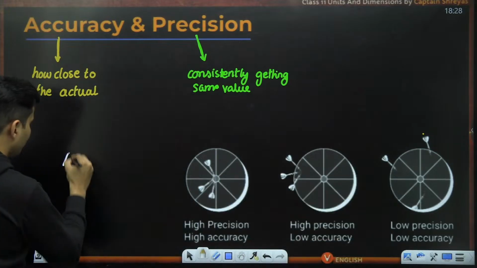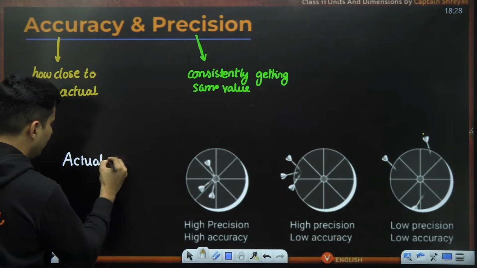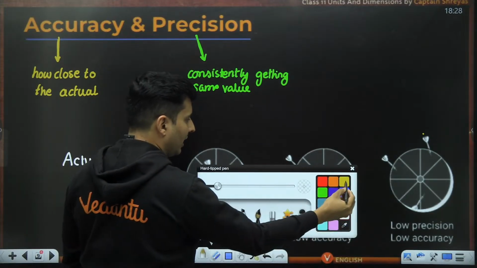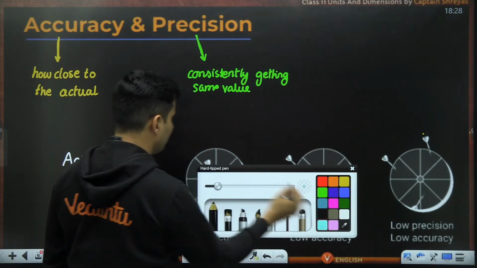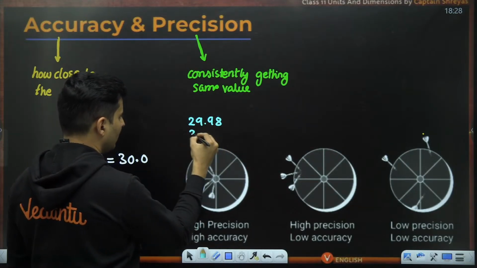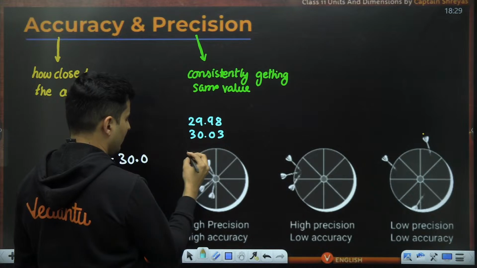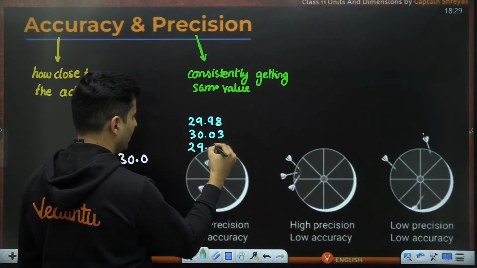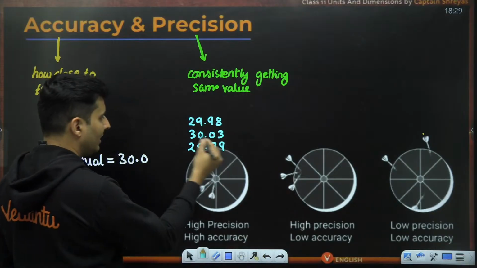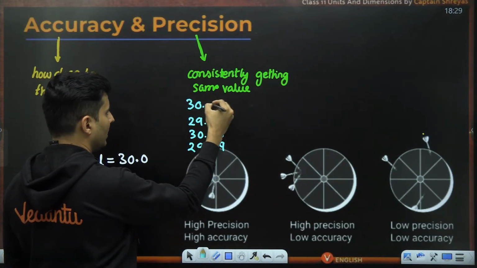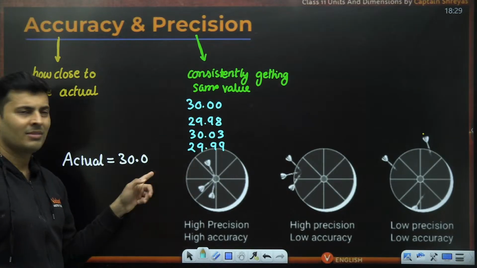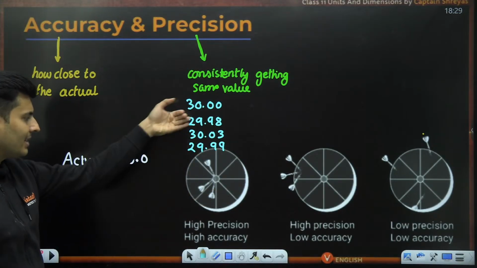So an example of these things would be for high precision, high accuracy: let's say our actual value is 30.0. When it is highly accurate and highly precise, it would look something like this. Maybe it will be 29.98, then 30.03, then maybe 29.99, then 30, something like that. So when the readings are like this, 30.00, then you're very close to the real value. So this is precise and this is accurate.